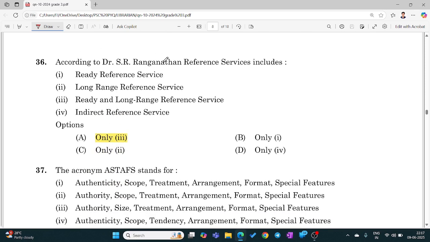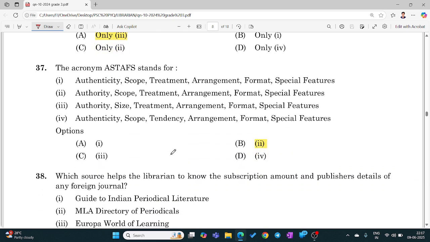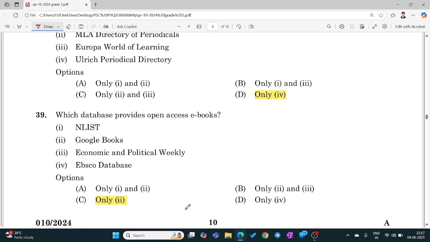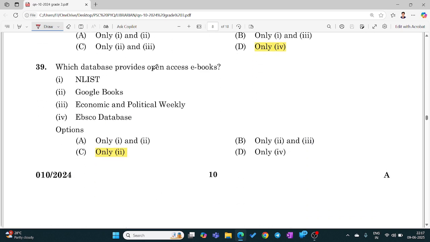According to Dr. S.R. Ranganathan, reference service includes ready and long range reference service. The acronym ASTAFS stands for Authority, Scope, Treatment, Arrangement, Format, Special Features. Which source helps the librarian to know the subscription amount and publisher's details of any foreign journal? Ulrich's Periodicals Directory. Which database provides open access ebooks? Google Books.